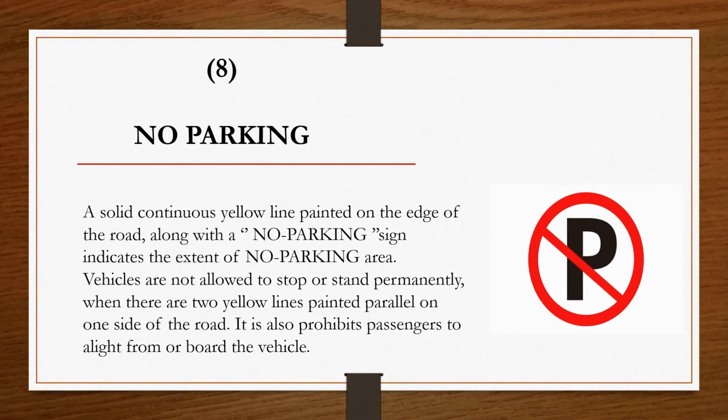8. No parking. A solid continuous yellow line painted on the edge of the road along with a no parking sign indicates the extent of no parking area. Vehicles are not allowed to stop or stand permanently when there are two yellow lines painted parallel on one side of the road. It also prohibits passengers to alight from or board the vehicle.